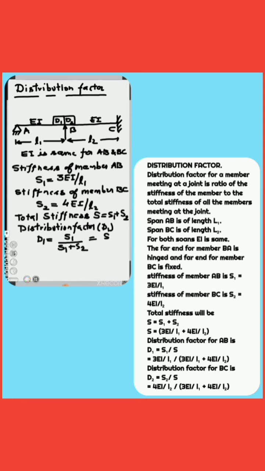So distribution factor for AB is D1 equals S1 upon S, equals 3 E I upon L1 divided by 3 E I upon L1 plus 4 E I upon L2. Distribution factor for BC is D2 equals S2 upon S, equals 4 E I upon L2 divided by 3 E I upon L1 plus 4 E I upon L2.